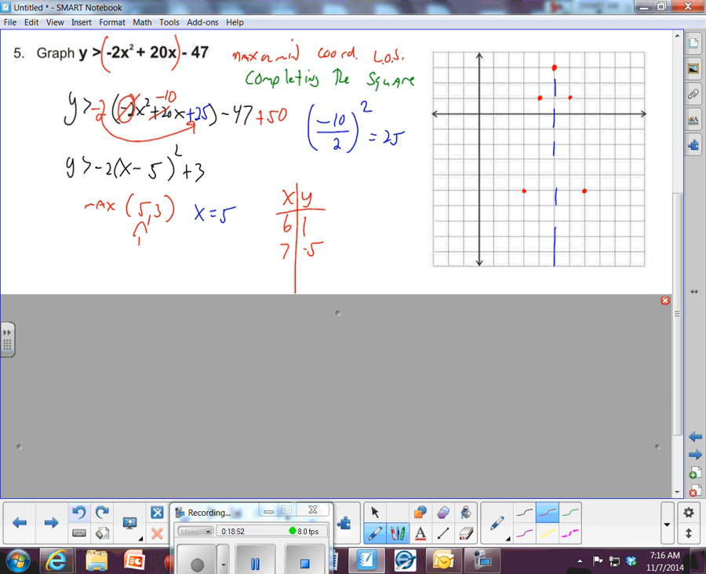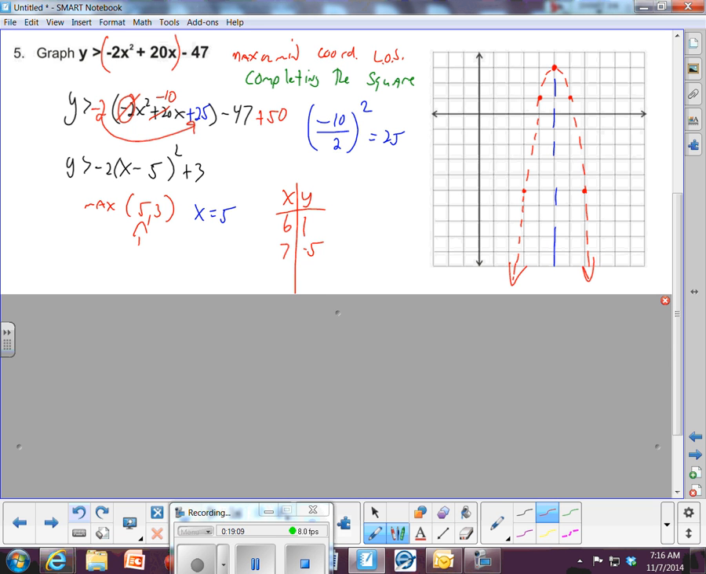Dotted line or solid line? Look back at the original inequality. It's a greater than, not a greater than or equal to. The points of the line are the equal to part. They are not included, and we know that by a dotted line.